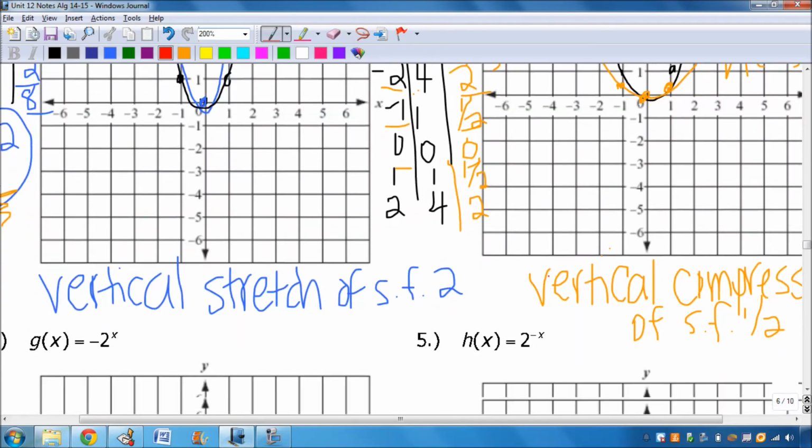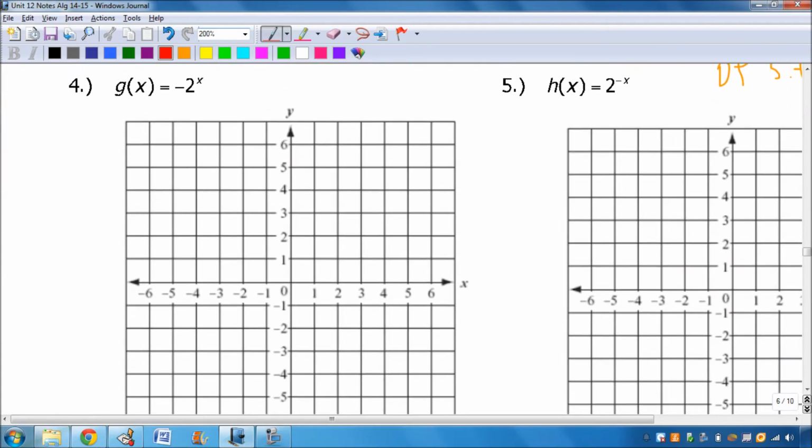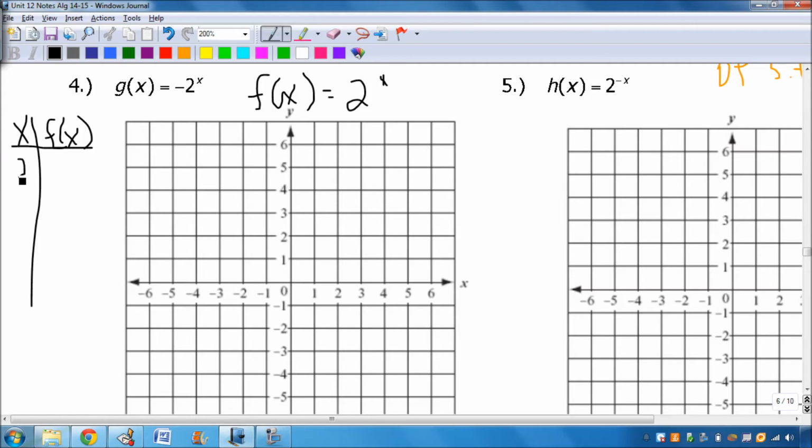All right, so let's take a look at questions 4 and 5 right here. So in number 4, we need to figure out what our parent function is, and our parent function is going to be 2 to the x power. So I'm going to make a chart with my x and my f of x values, and I know that my x values are going to go from -2 to +2 because that's just what I choose to do.